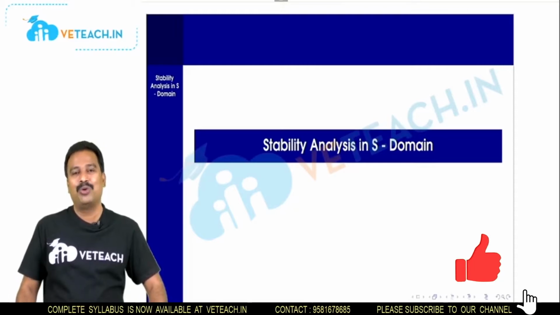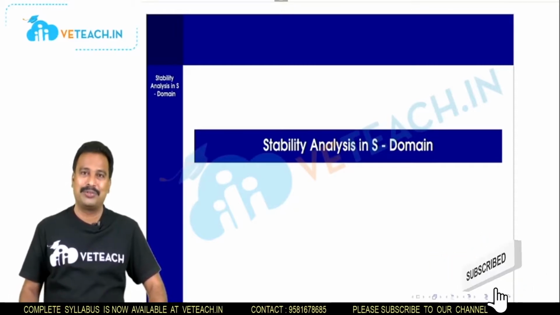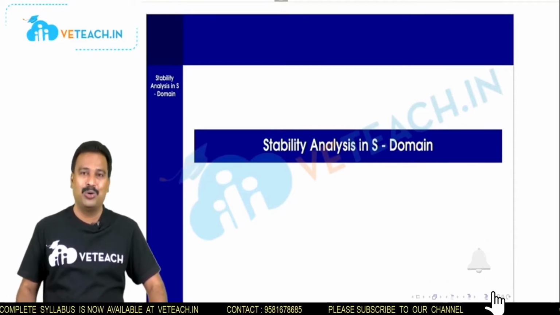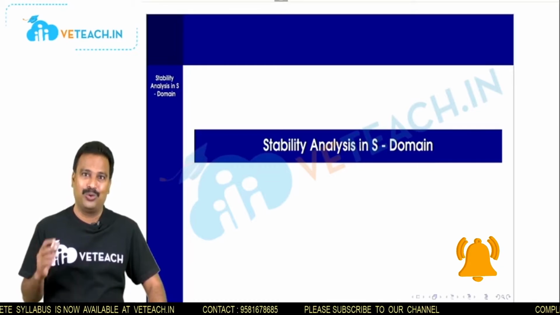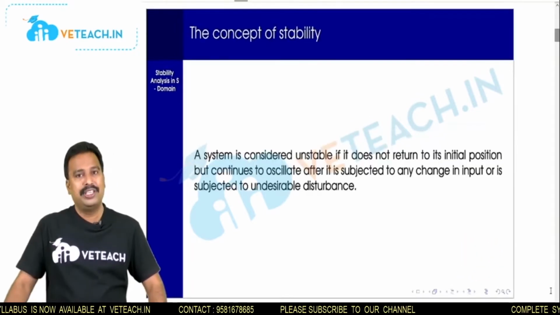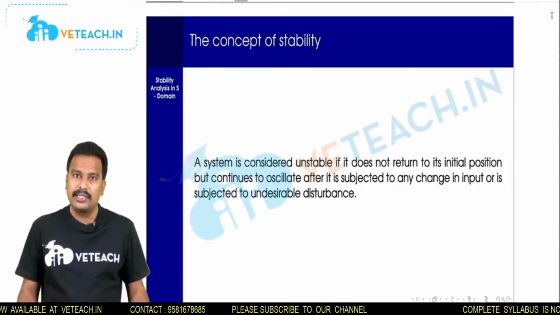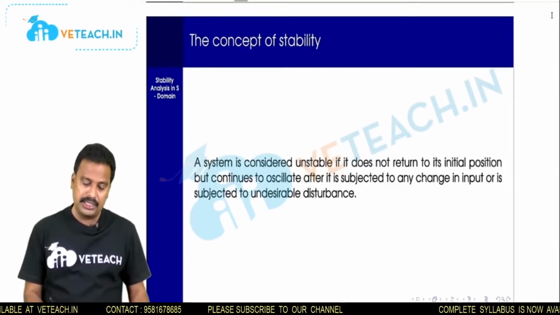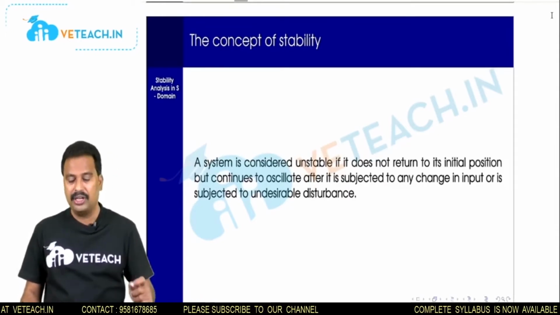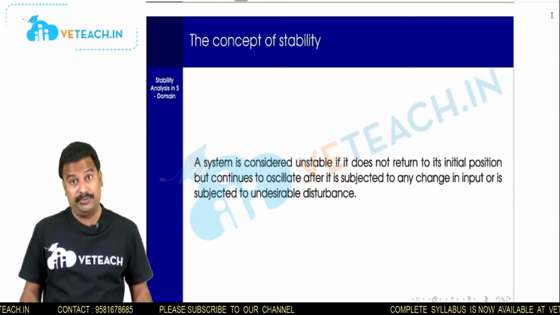In this video, I am going to explain the concept of stability in S domain, particularly about Routh-Hurwitz stability criteria. So let us move into the topic. First we see the definition of stability. What is meant by stability? A system is considered to be unstable if it does not return to its initial position.